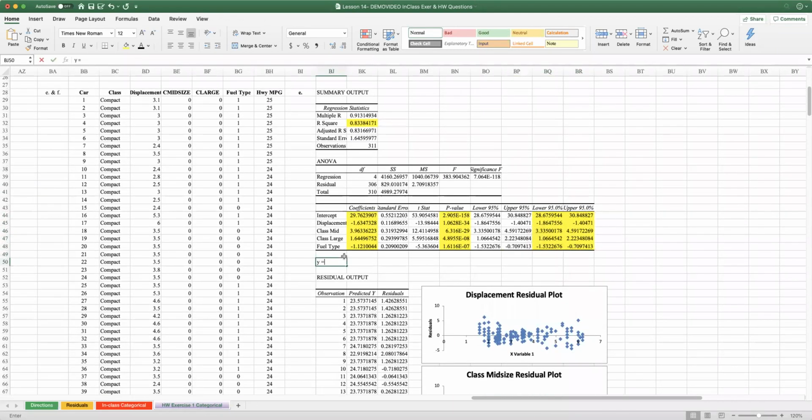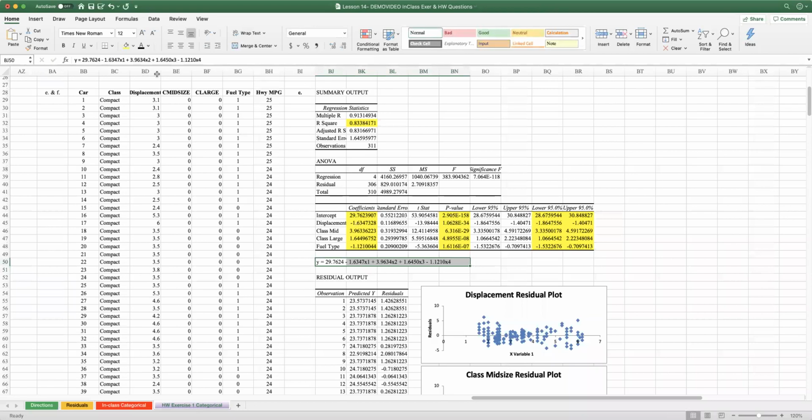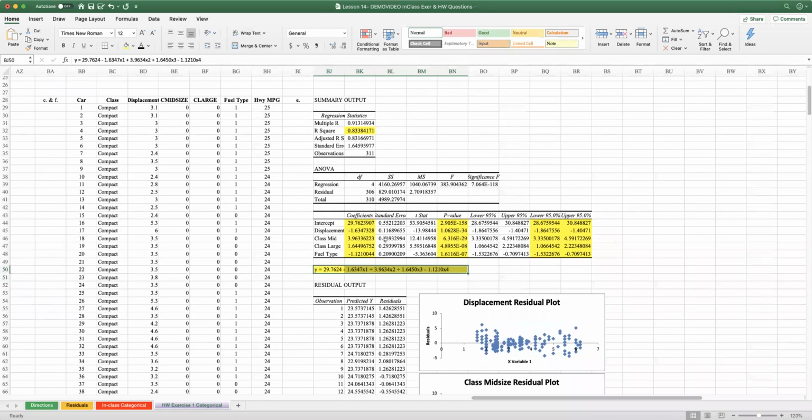All right, so the equation here is 29.7624. The next one is negative 1.6347x1. Next one's positive 3.9634. And the next one is positive 1.6450. And the last one is negative. Okay, we got four independent variables to study.